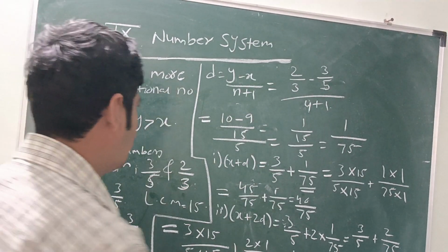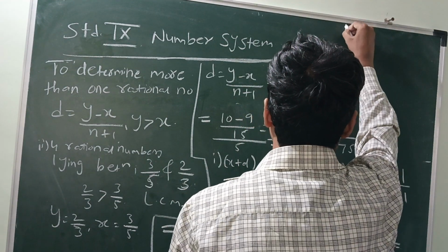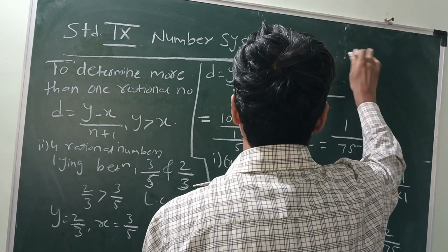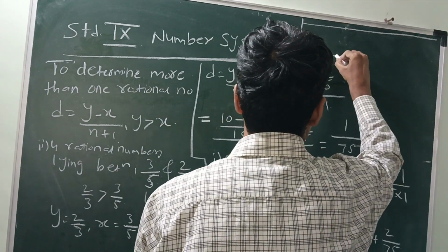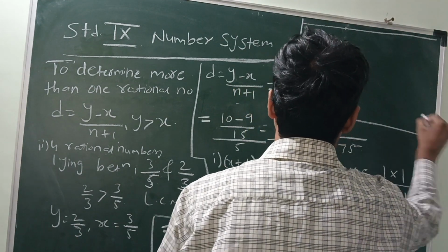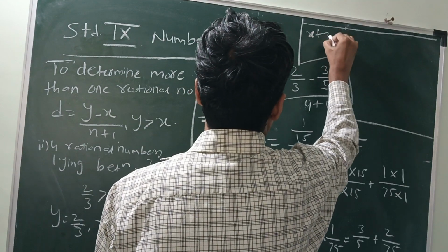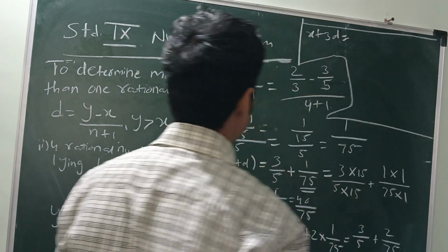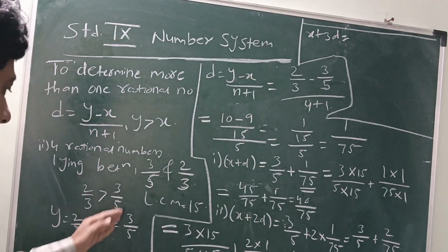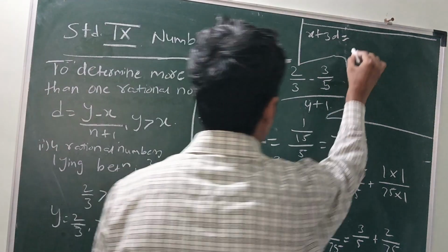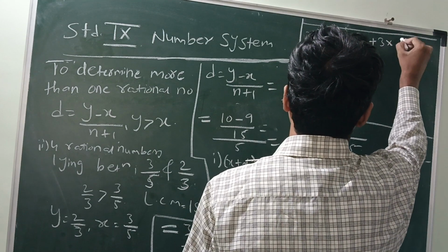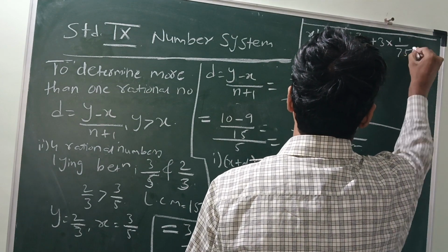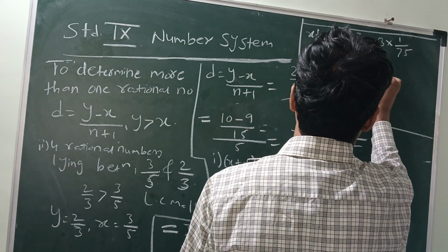Now the third rational number. How will you find the third rational number? The formula for the third rational number is x plus 3d, which is equal to, the value for x again 3 upon 5, plus 3 multiplied by 1 upon 75.